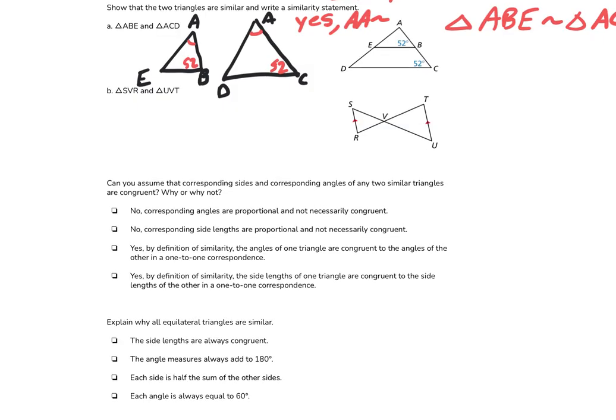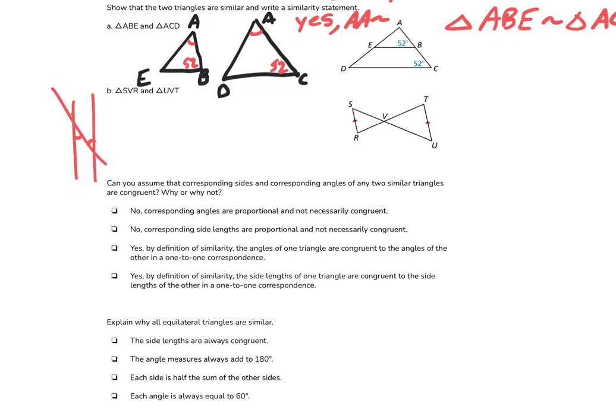Okay, on part B, we got these two triangles. We've got arrows. Arrows, once again, tell me parallel lines, right? So if we have parallel lines, let's think about, like, if I had two parallel lines like that. What would I say about these two angles? Okay, those are alternate interior, right?